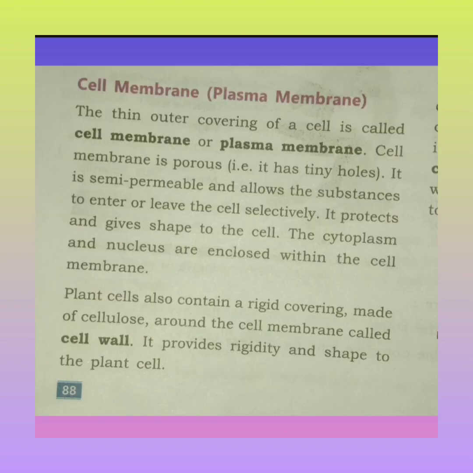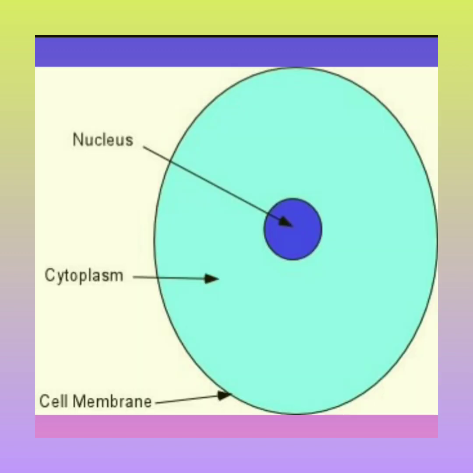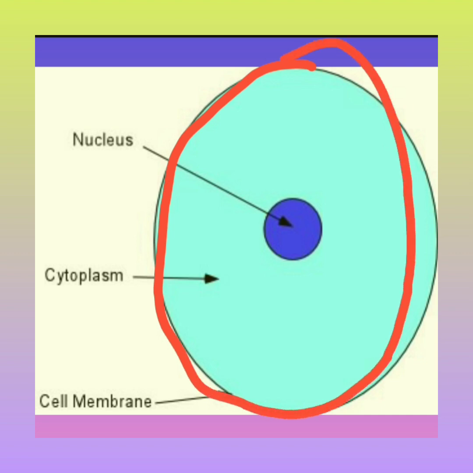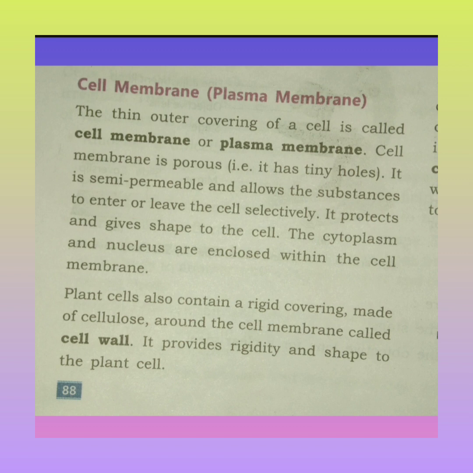Let's know about the cell membrane, which is also called the plasma membrane. It is the thin outer covering of the cell, which is porous. Porous means with some tiny holes. So it is semi-permeable and allows substances to enter or leave the cell selectively.